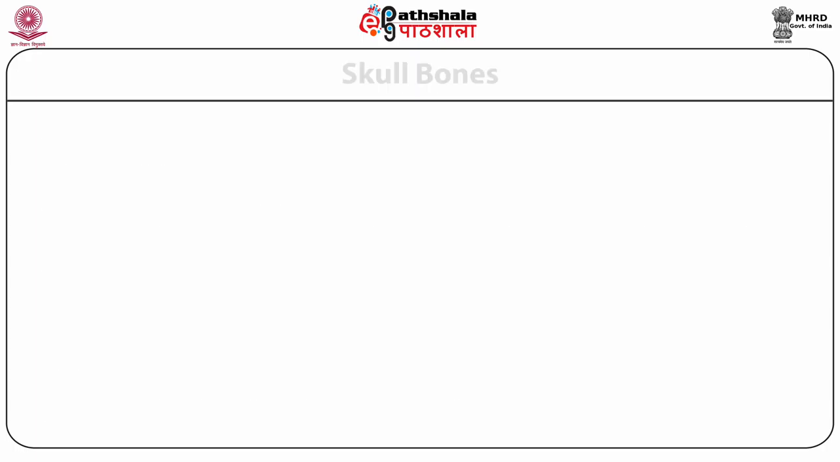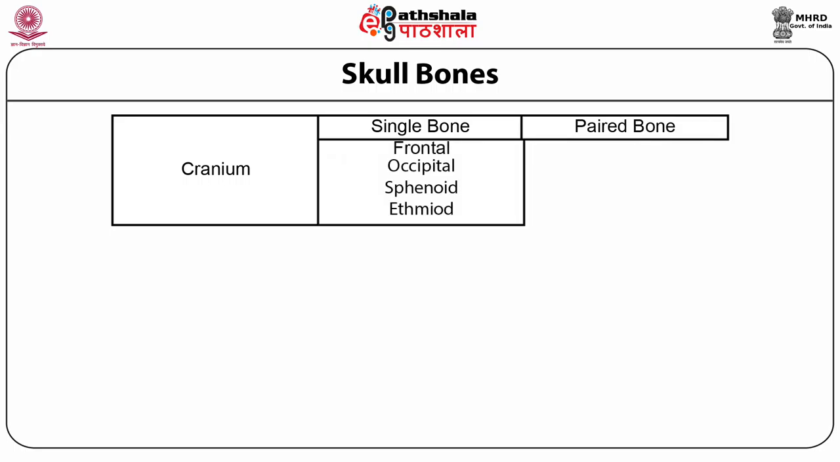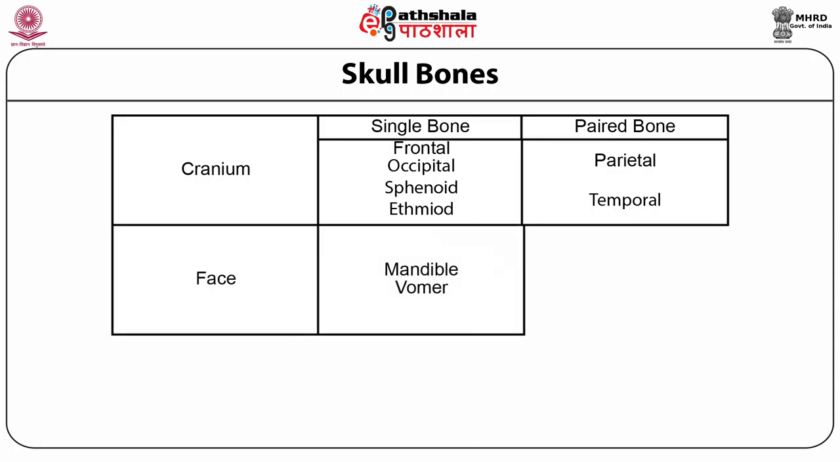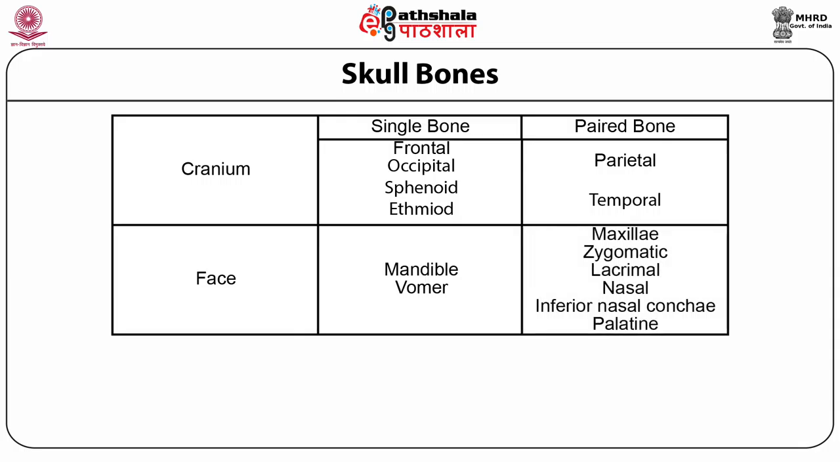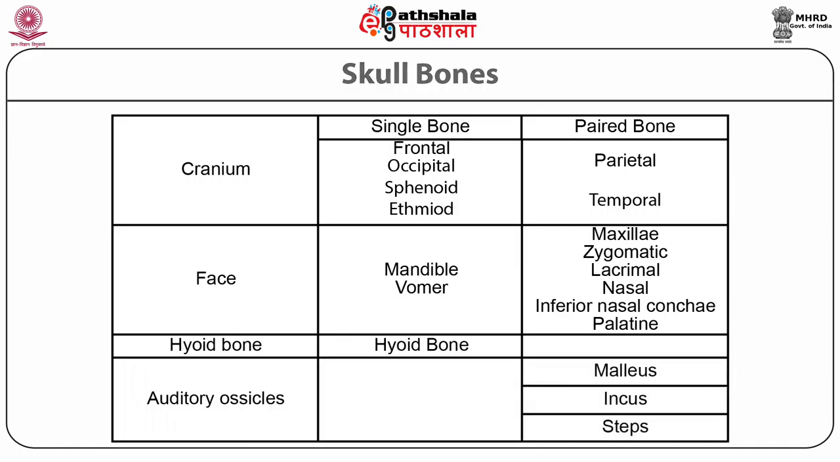Now we can see from this table the cranium, single bones and paired bones. We have frontal, occipital, sphenoid and ethmoid as the single bones, whereas the paired bones are parietal and temporal. Then we take the face: mandible and vomer are single. In the case of paired bones, it is maxillary, zygomatic, lacrimal, nasal, inferior nasal conchae and palatine. Then the hyoid bone, then the auditory ossicles. In the paired bones, we have malleus, incus, and stapes.